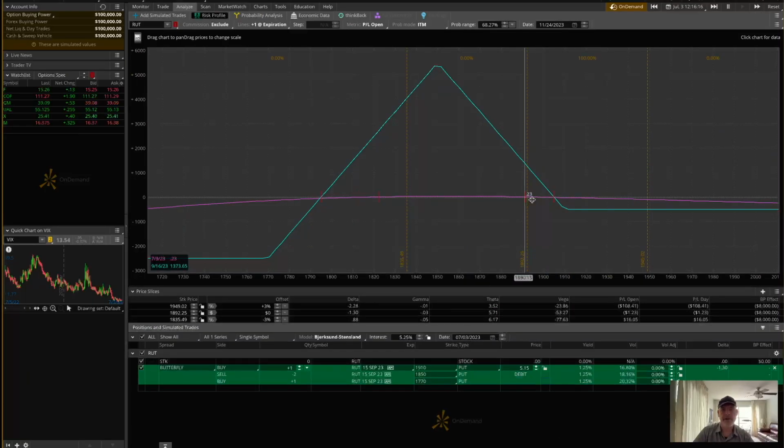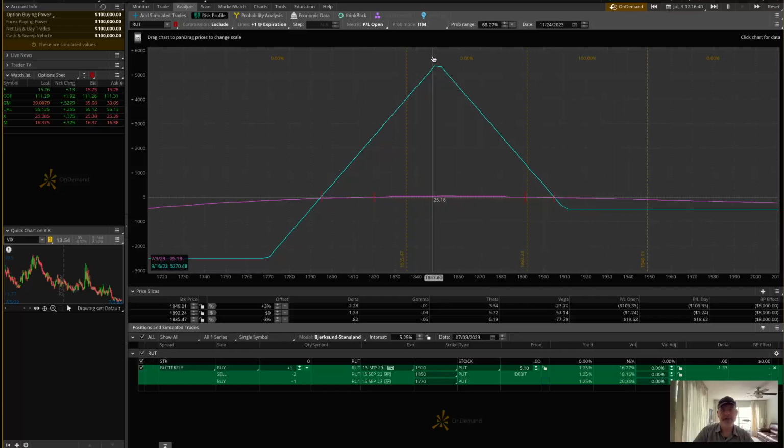Okay, if you're using on-demand mode in Thinkorswim, you have to make sure this date matches this date, and you pretty much have to track it. And we're mostly going to be looking at this purple line. This is the T plus 0 line. This is the theoretical P&L of the position on a move up or down in the RUT, in this case, or whatever your underlying is, assuming that nothing else changes.